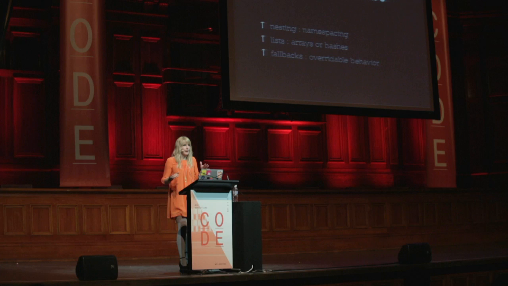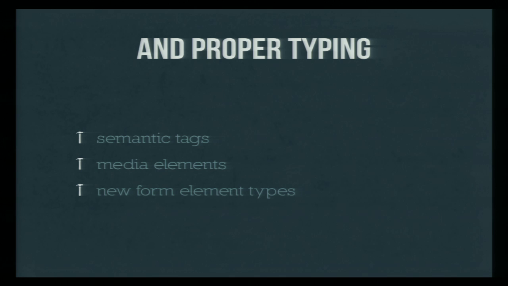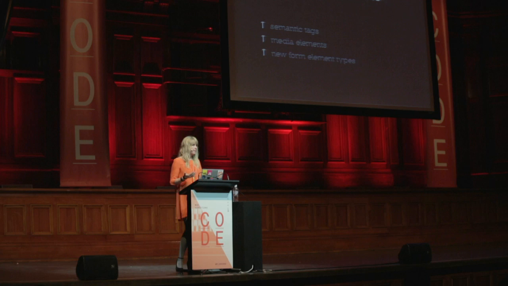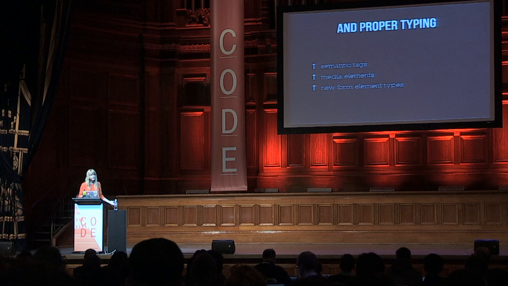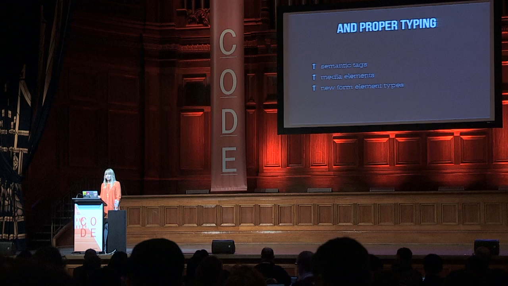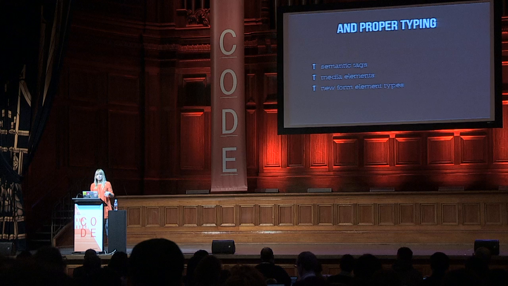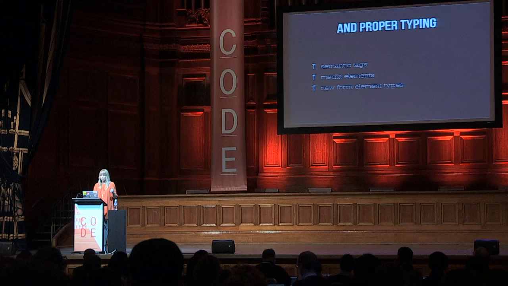And it has proper typing, which is a hard sell, but bear with me. So obviously we have semantic tags, and to some extent that allows some sort of typing. We have media elements, which are definitely types, fairly complex types. And then we have all these new form element types, which get really specific. We talk about things like phone numbers and email addresses that programming languages don't typically have types for because that's way too granular for a programming language to be concerned with. So there are built-in ideas of types, but that's not exactly what we want to talk about.